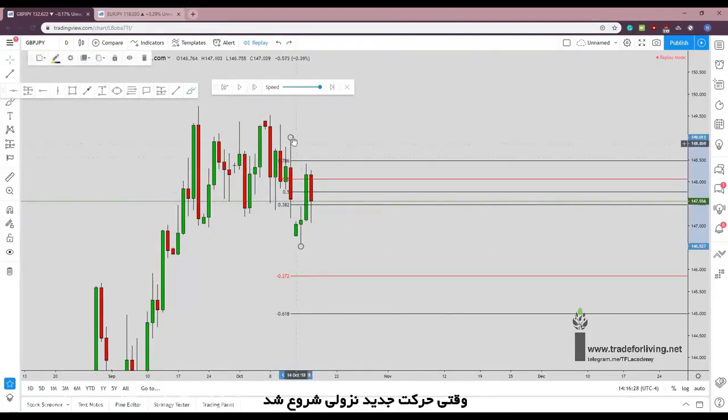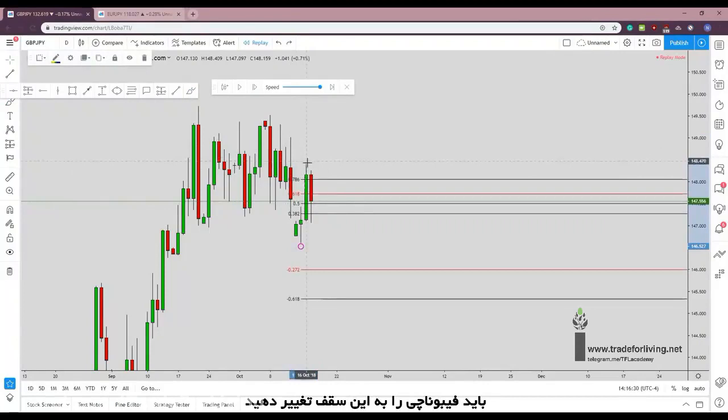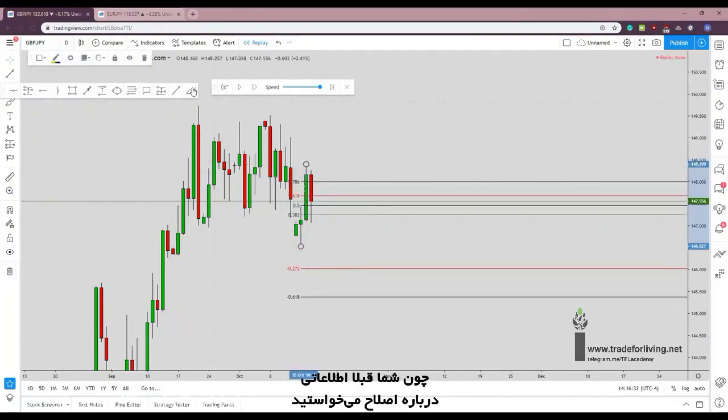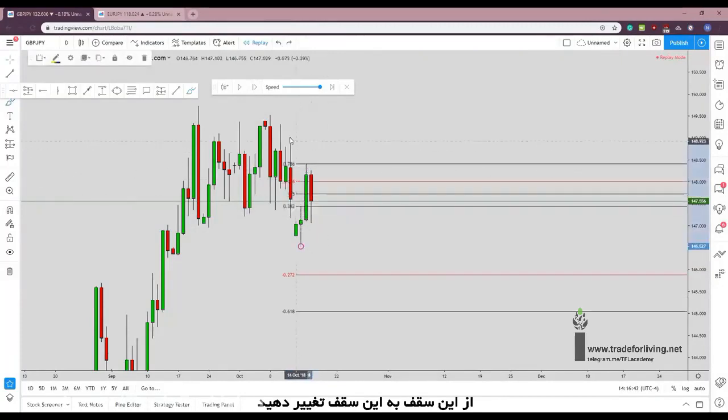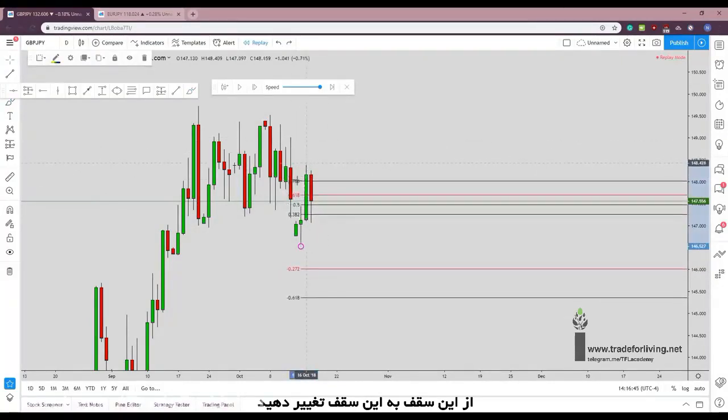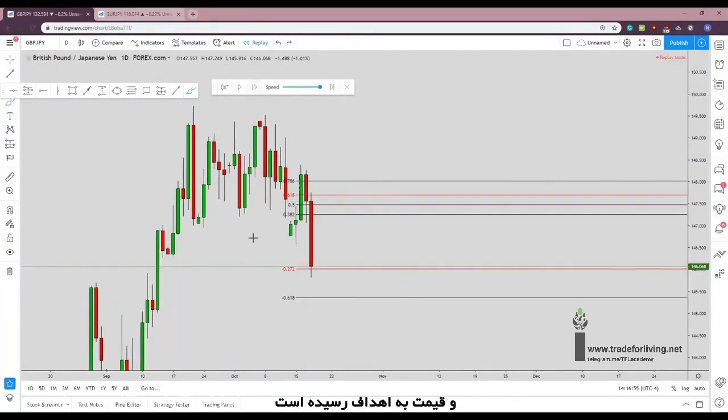Now when the new impulse to the downside has started, you need to adjust your Fibonacci to this high here, because if before you wanted information on this retracement, now you want information on this impulse, so you need to adjust your Fibonacci in this way, basically from the high here to the high here. And in this way you will have your two targets, target 1 at the minus 27 and target 2 here. Very simple concept, and the market hit the targets.